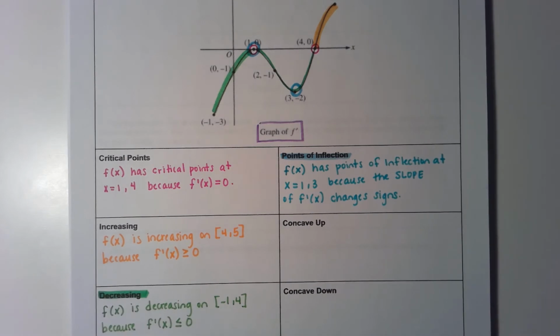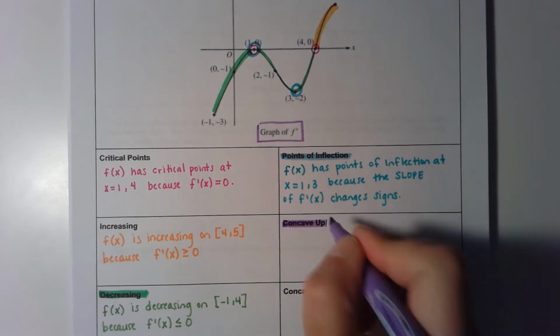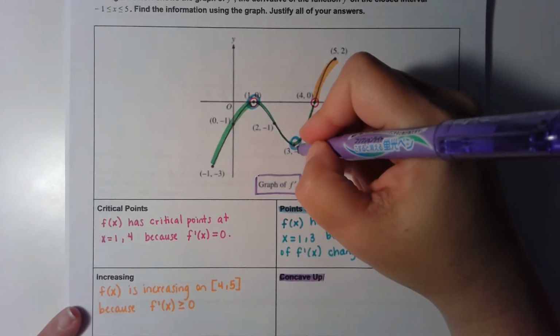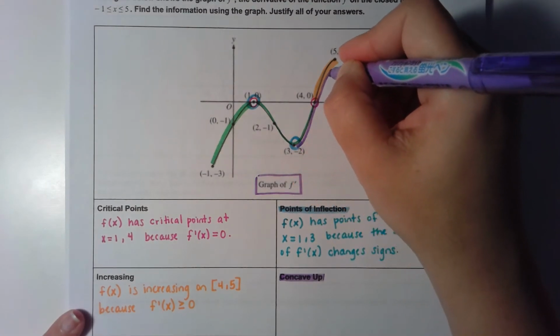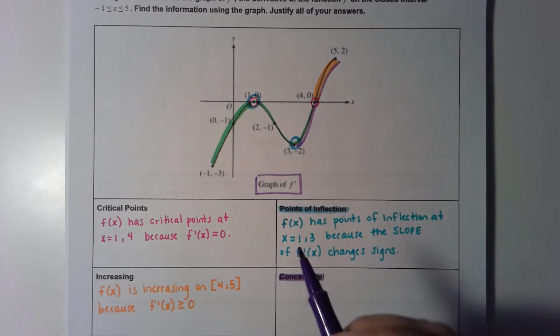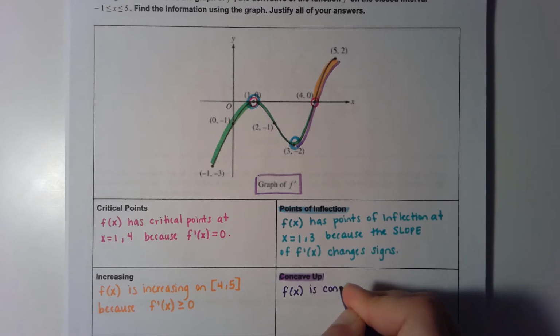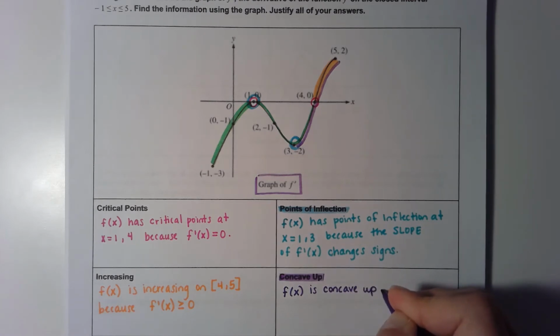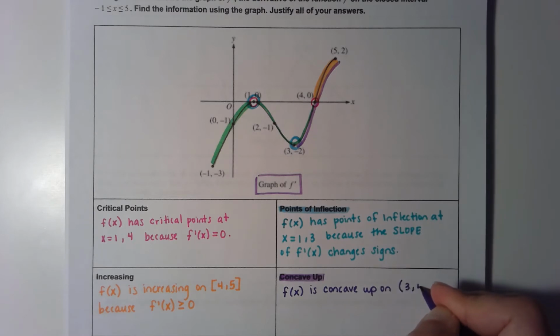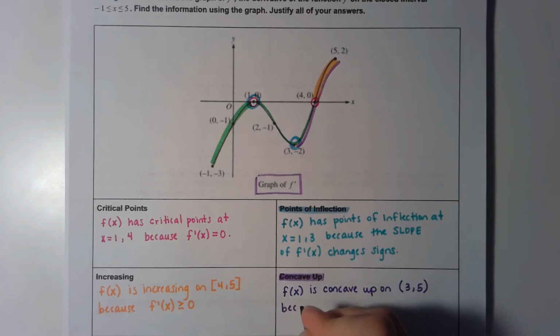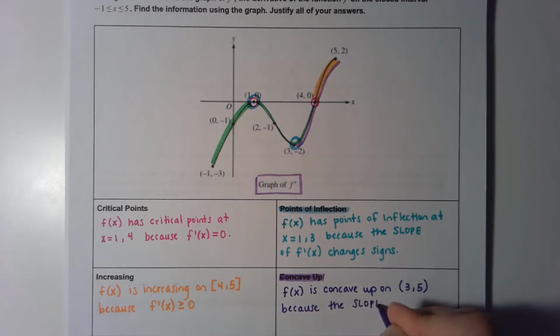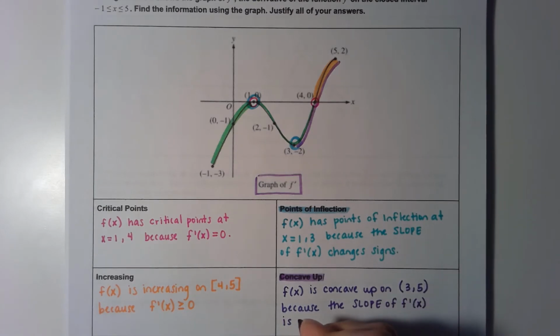Now, for concave up, we're going to be looking for where this graph is increasing, so it has a positive slope. So concave up is going to be asking, where is this graph going uphill? That's going to be this section of the graph right here. So the original function, f of x, is concave up on the interval from 3 to 5 because the slope of f prime of x is positive.